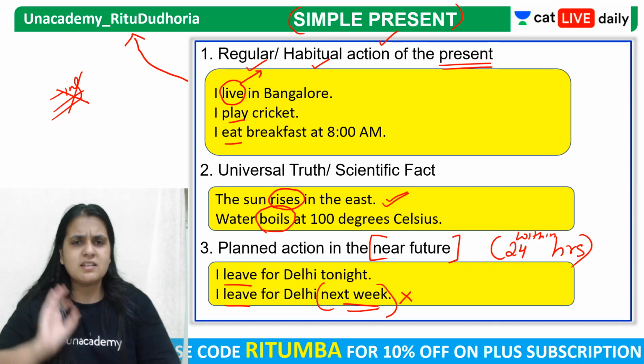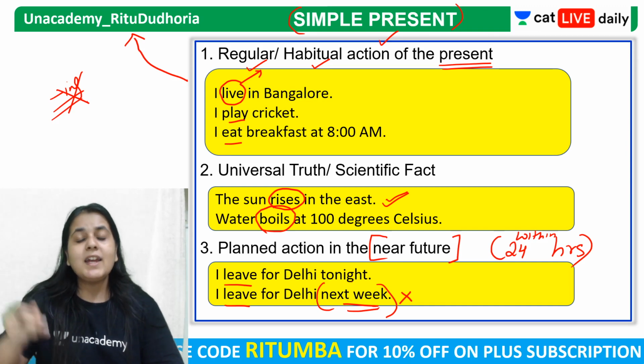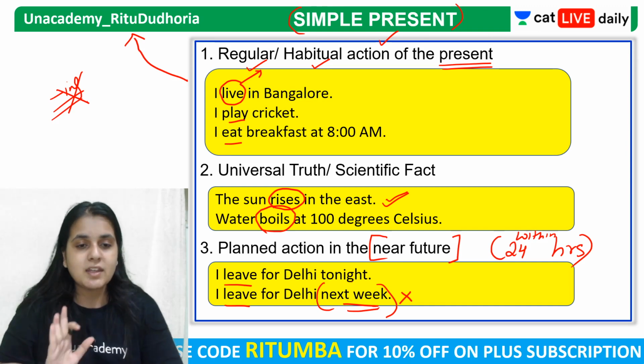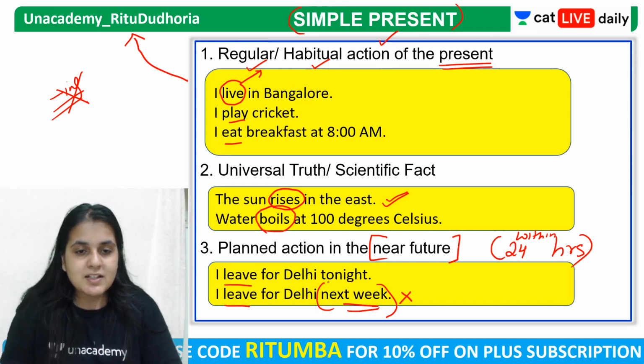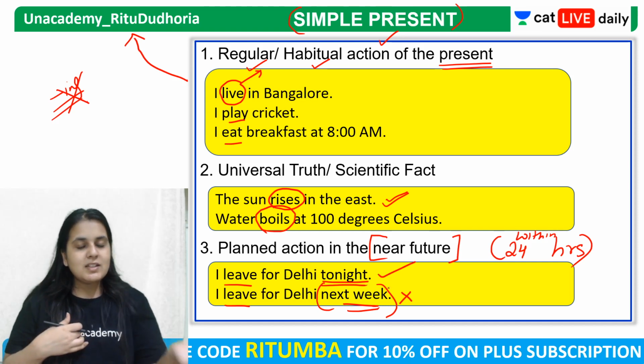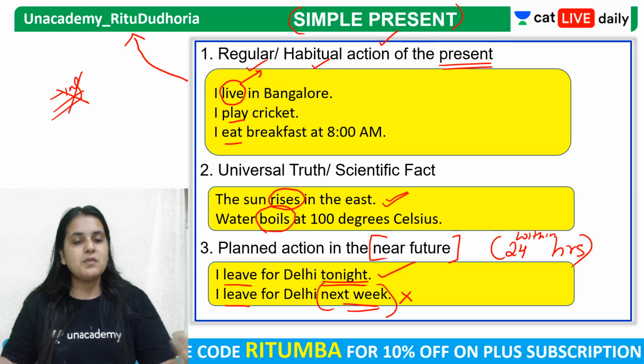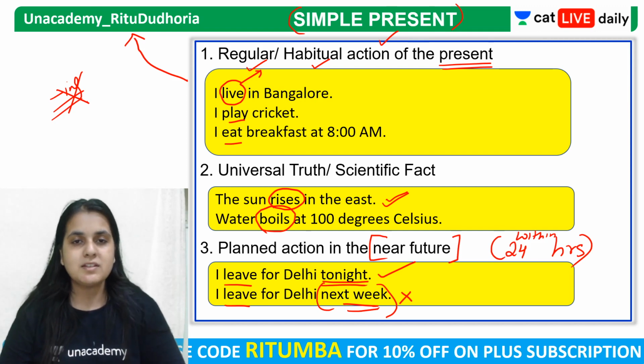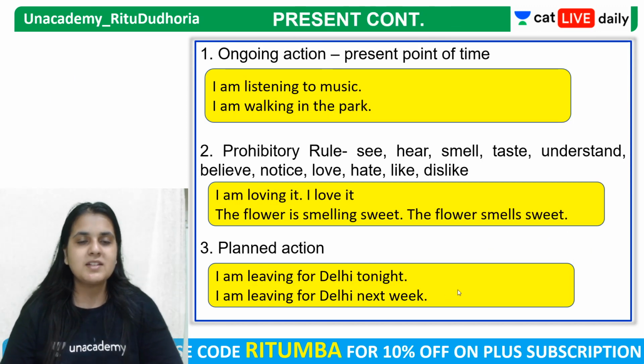There are other tenses. You can say I will leave for Delhi, I am leaving. Other tenses है वो हम लोग देखेंगे. But simple present tense has to be used only when it's within 24 hours. So I leave for Delhi tonight, I leave for Delhi tomorrow. Within 24 hours, fine. You can use the simple present tense.